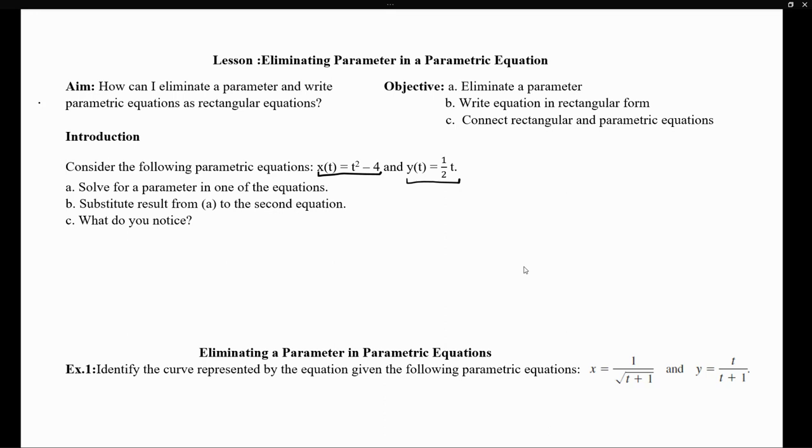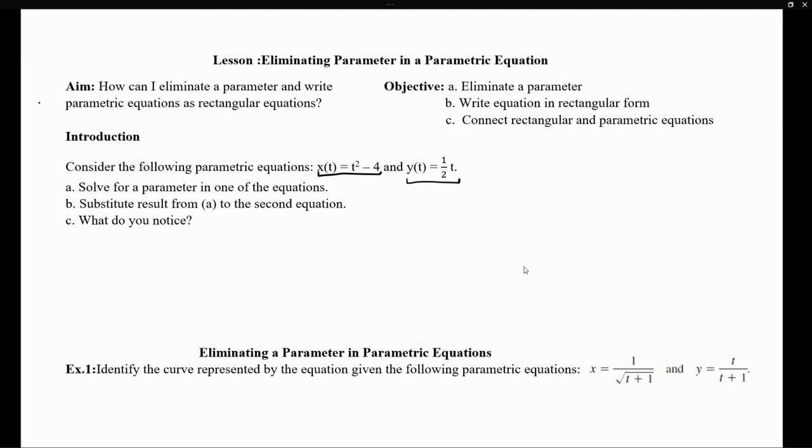The idea is for us to come up with a single equation that will still represent the same path that these parametric functions follow, but without the parameter t. So we want to get rid of t, but we still want an equation that represents the same path. How can we get rid of the parameter?